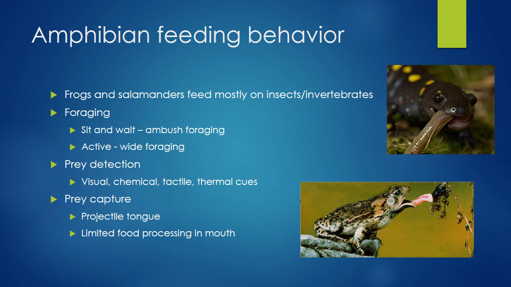Many amphibians, especially the anurans, have the projectile tongue, that tongue that they can flick out and capture prey. Remember, in a lot of them it's attached at the front, so they can flick it out and then sling it back into the back of their mouth so that the prey is way back there and they can swallow it. Because there's limited food processing in the mouth, most prey in amphibians is swallowed whole.